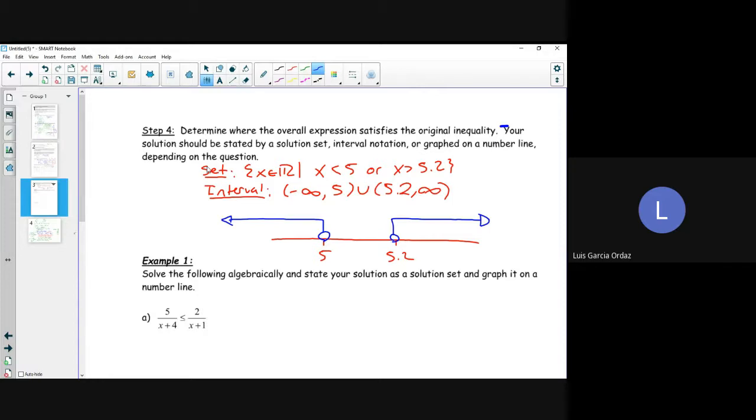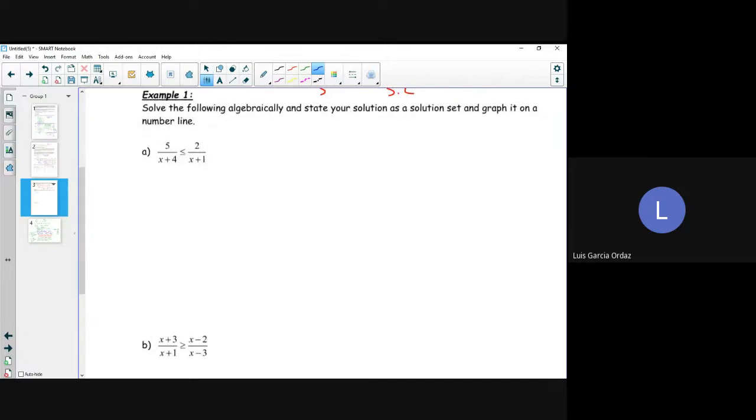Now we're going to move on to the last two examples. We want to solve the following algebraically, state our solution as a solution set, and graph it on a number line. Again, we're going to do the same thing. We need to bring the expression on the left side over to the right side. So we get 5 over x plus 4 minus 2 over x plus 1 less than or equal to 0.